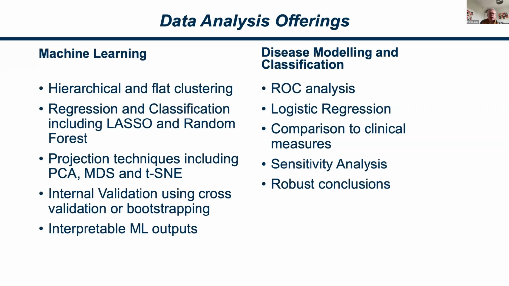We often compare these omics type analyses to clinical measures, perhaps imaging as well, just to see how they're stacking up against what's actually used at the moment. Sometimes we see that the clinical measures perform even better than the omics type measurements, or sometimes the other way around. We don't really know until we do the comparisons. And as I said before, sensitivity analysis and robust conclusions are very important in these types of studies. We're very careful about making sure that the results we're presenting are robust and generalizable and will actually be useful in a general setting.